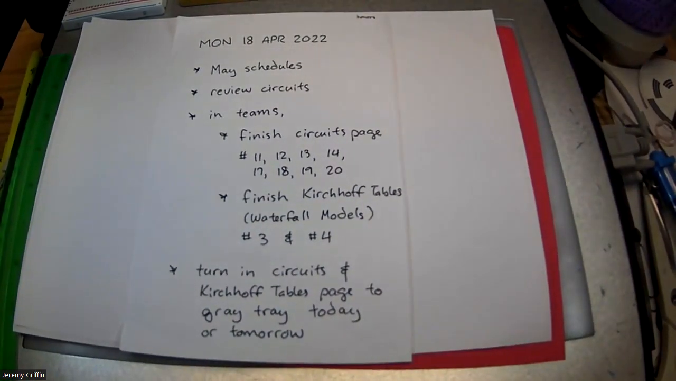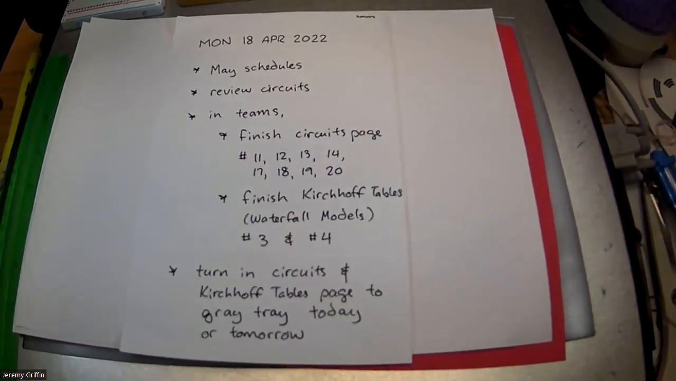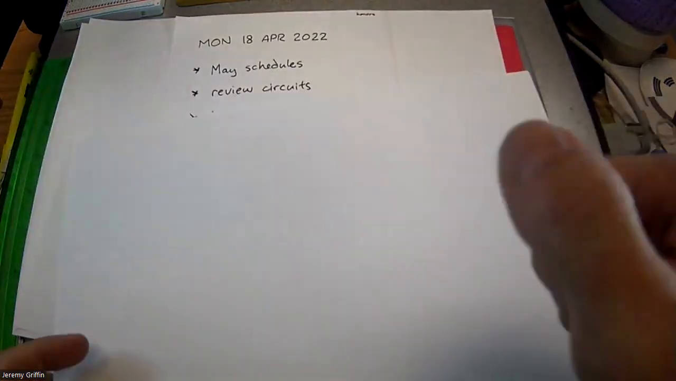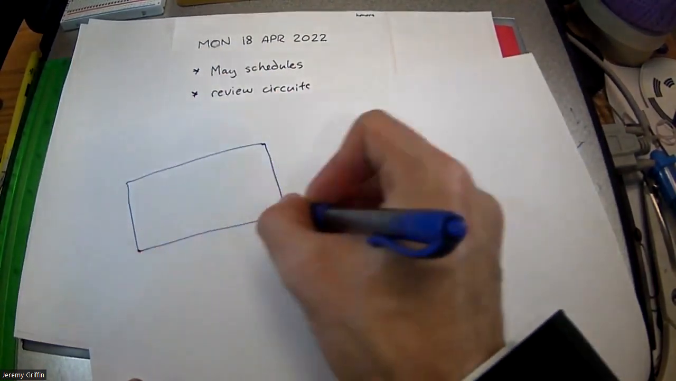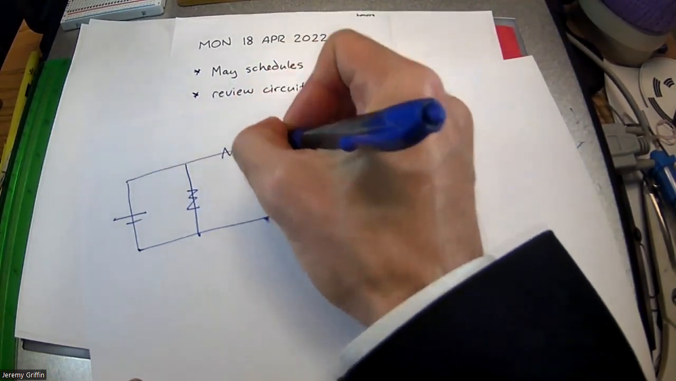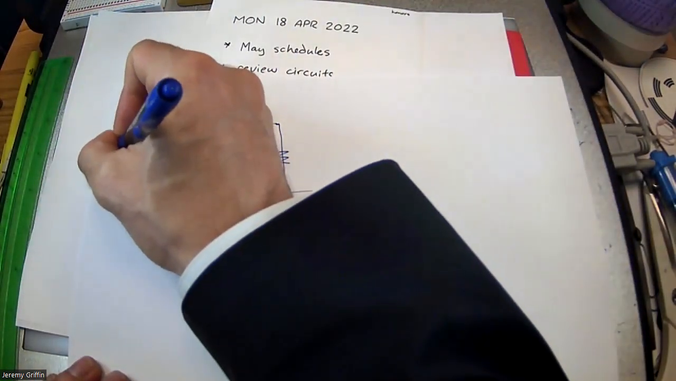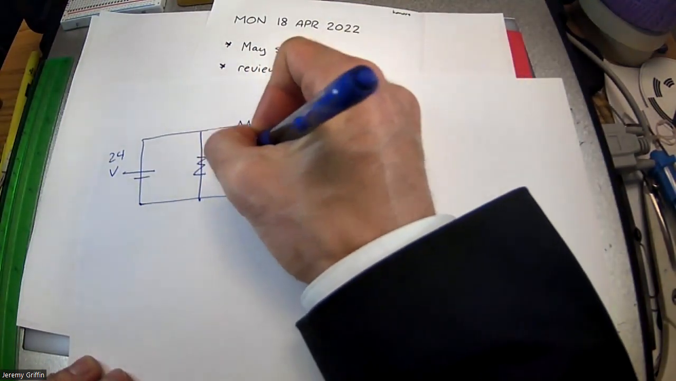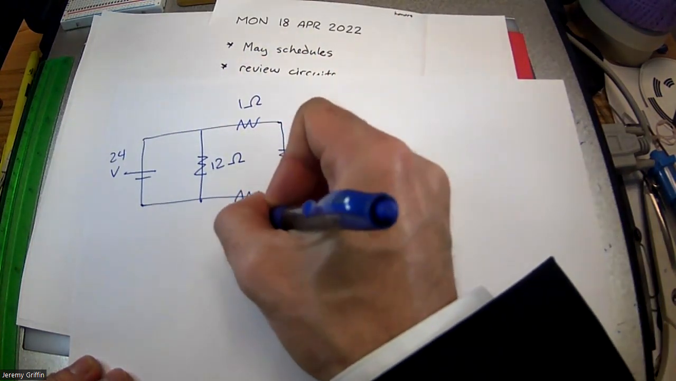All right, let's review circuits. From last week, let's do an example circuit here, and then I'll run with it. What if I have, let's say, 24 volts, and I'll call this guy 12 ohms. Let's go 1 ohm, 2 ohms, and 3 ohms.